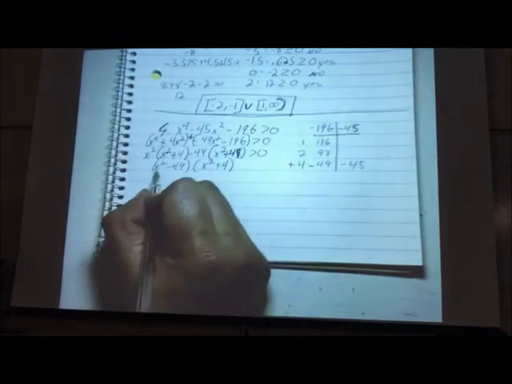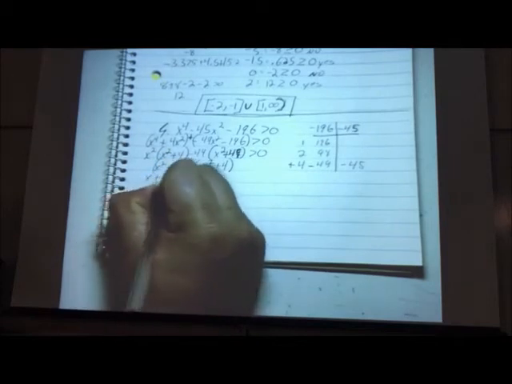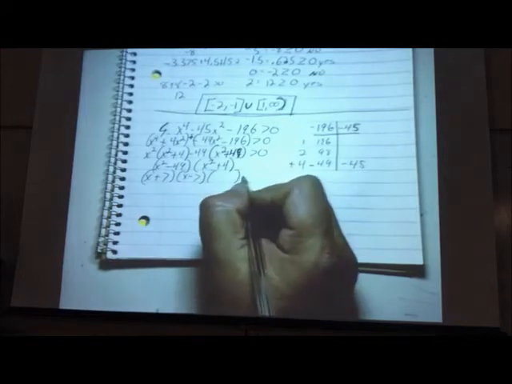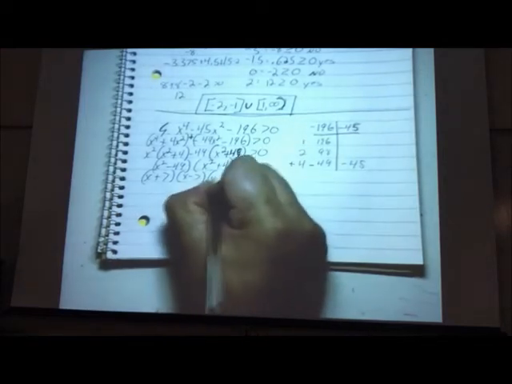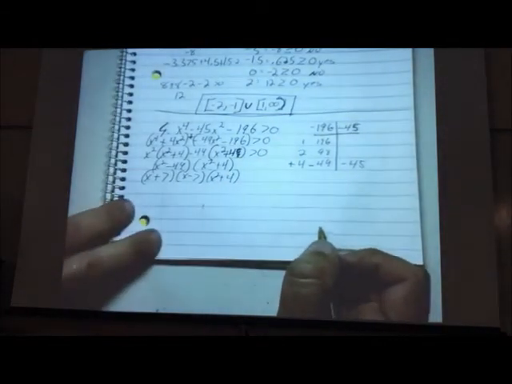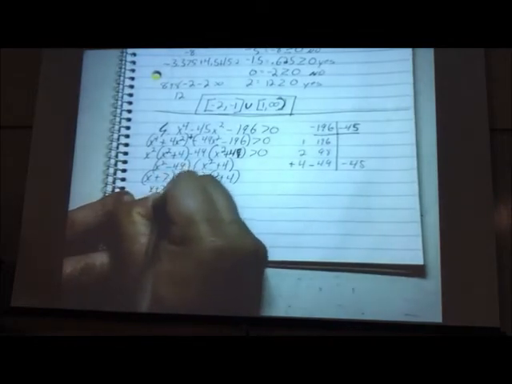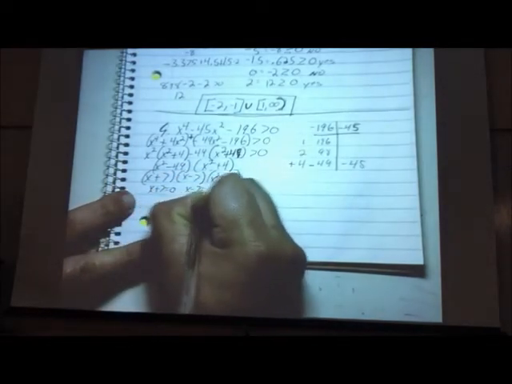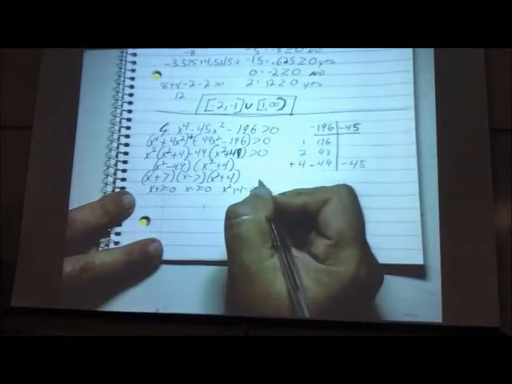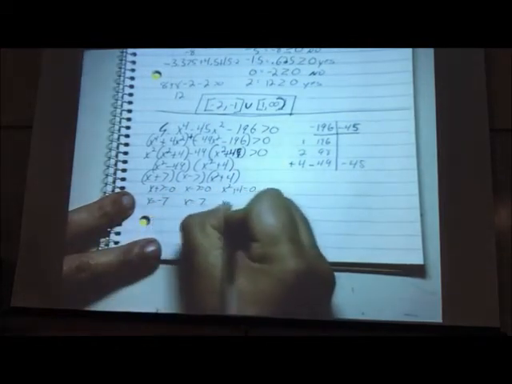What can I do with my x squared minus 49? Difference of squares, which gives me x plus 7 and x minus 7. Correct. Now what do I do? Set to 0. X plus 7 equals 0, x minus 7 equals 0, x squared plus 4 equals 0. Solve for x. X equals negative 7, x equals 7.